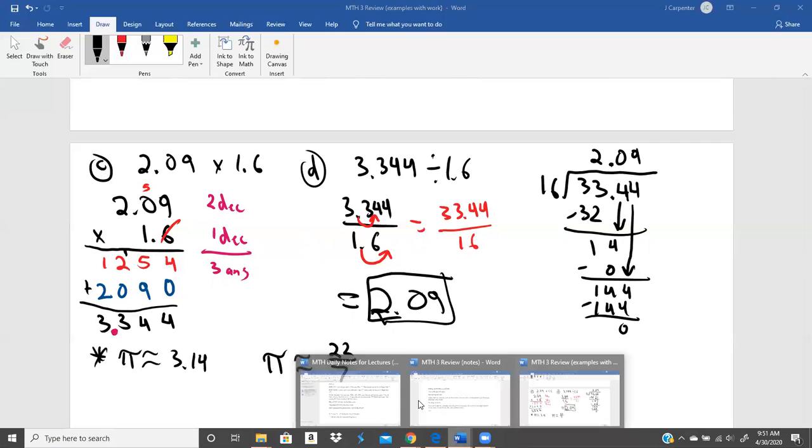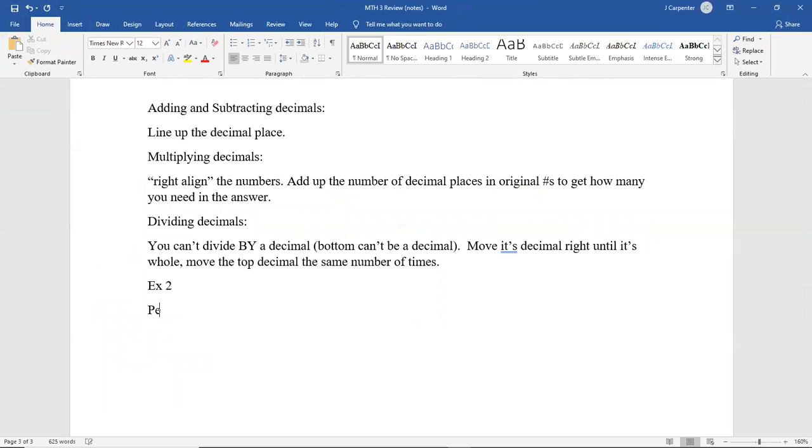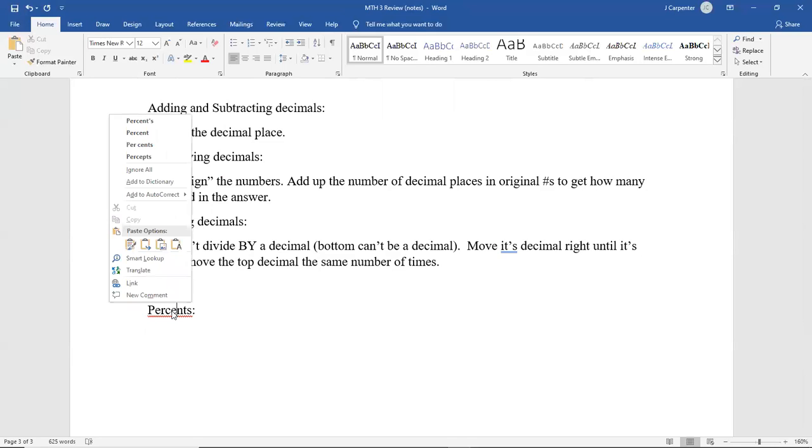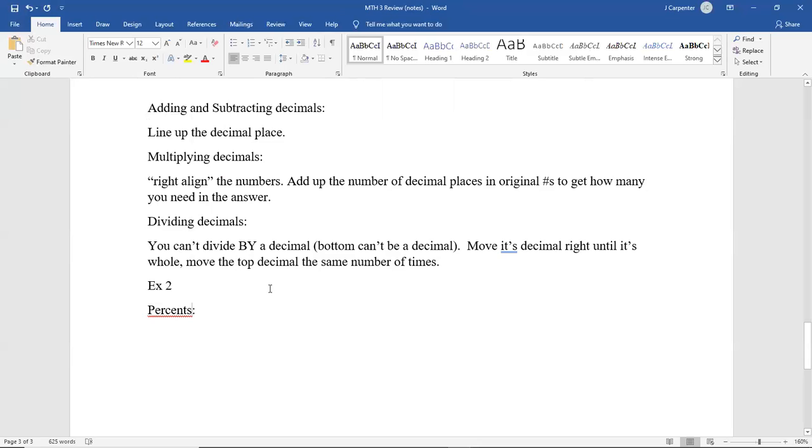Percents. So remember that the plural of percent is percents as a word. Percentages, percents, either way. So percents. This is a ratio per 100. The word percent literally means per 100. So it's a ratio per 100. So 73% means that you have 73 out of 100 things. 2% means you have 2 out of 100 things.